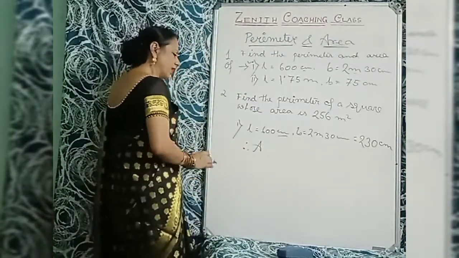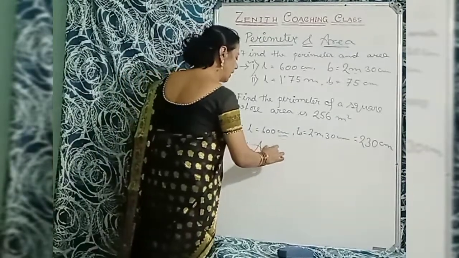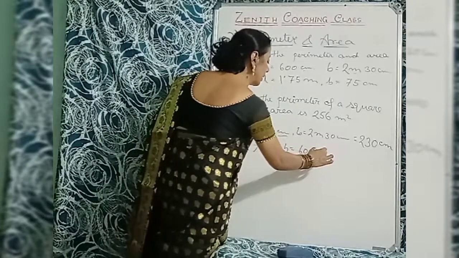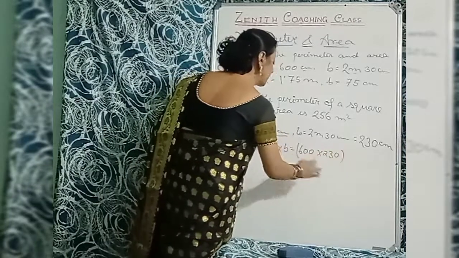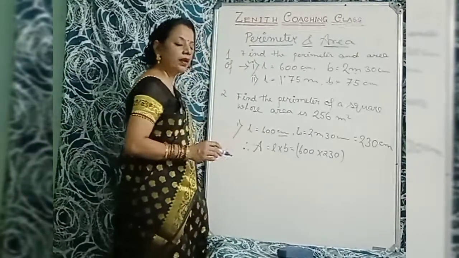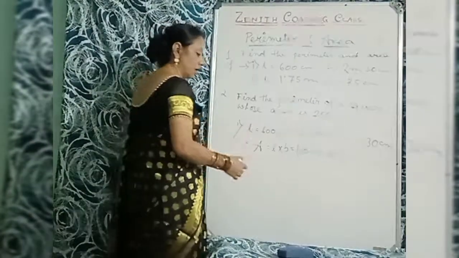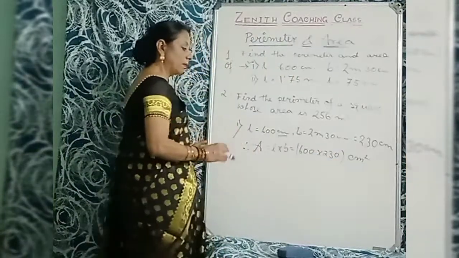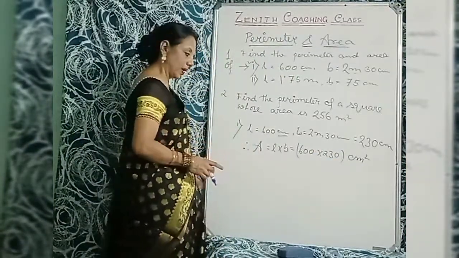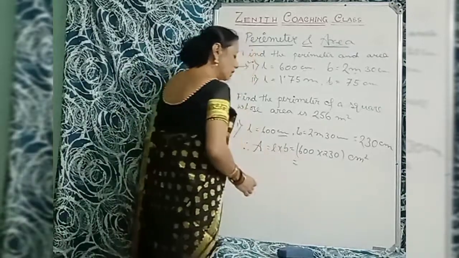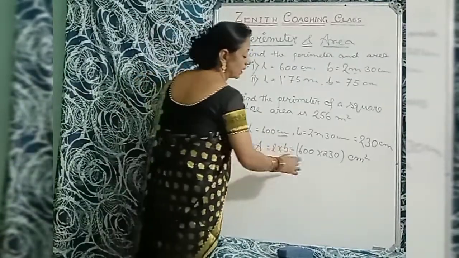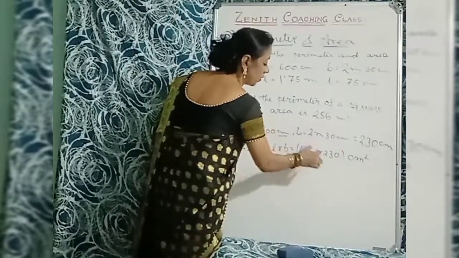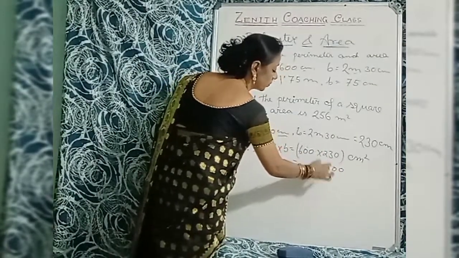So first I am finding the area. Area equals length multiplied by breadth, that is 600 centimeter multiplied by 230 centimeter. I am not writing centimeter multiplied by centimeter again and again, so I am writing centimeter square. Centimeter multiplied by centimeter is centimeter square. No need of rough multiplication; just put 3 0 and last 1 2 3.